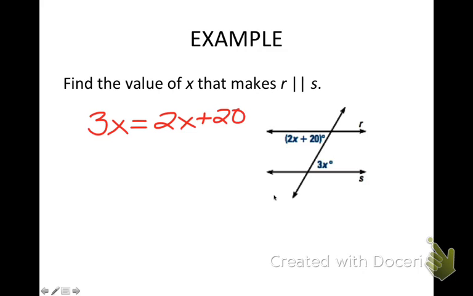Wait, what did you get? Alternate interior angles are congruent, then lines are parallel. So if these are congruent, then my lines will be parallel. So x equals 20. Subtract 2x. 1x equals 20. X equals 20. Okay. Now what's the if-then? Alternate interior angles congruent, then parallel. Good.